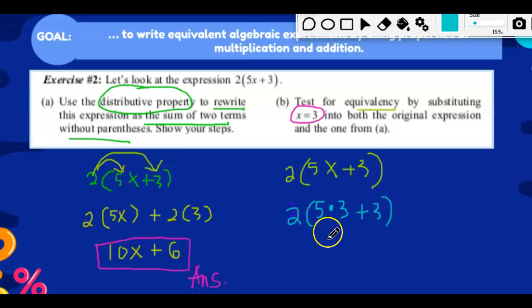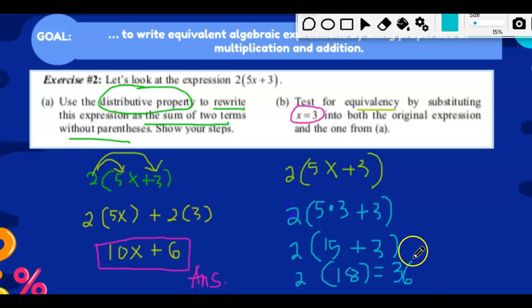Alright, since we do parentheses first, we'll do inside. So that's going to be 15 plus 3. And now it's going to be 2 times 18, right? Because 15 plus 3 is 18. And how much is 2 times 18? What's the value of 2 times 18? Anybody? 36. 36. That's correct.